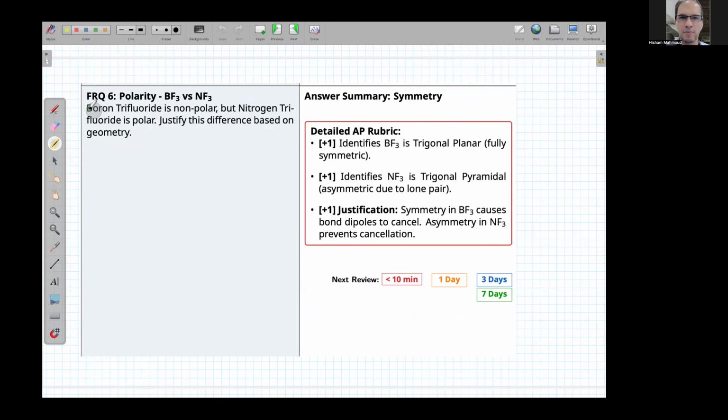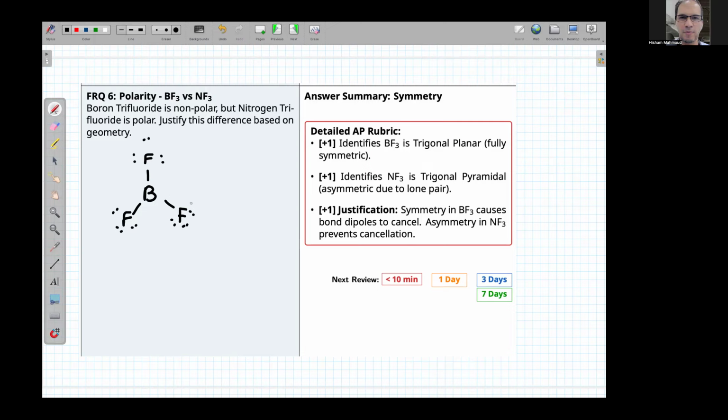Question number 6. Boron trifluoride is a molecule and NF3 is a molecule. The boron trifluoride is non-polar, but nitrogen trifluoride is polar. Justify this difference based on the geometry. So let me draw the boron trifluoride first. Boron is central with 3 fluorines around it. Boron has only 3 valence electrons, so it forms 3 bonds with no lone pairs. It is deficient, it has fewer electrons than needed, so it's not even able to make an octet.